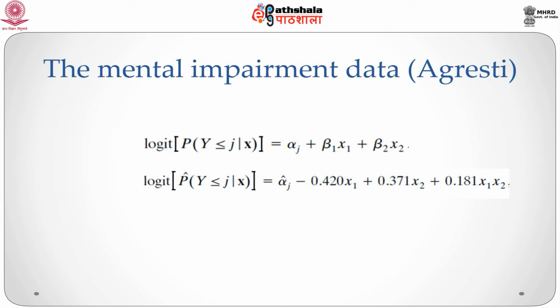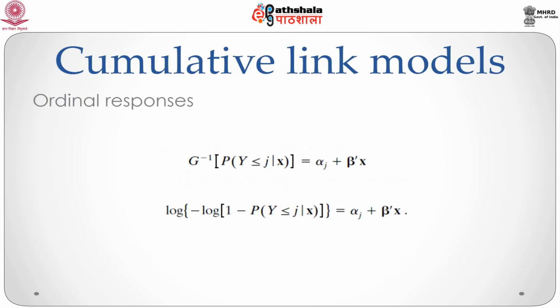He fits a sequence of gradually more complicated models to the data, beginning with the simple cumulative logit model, logit of probability y less than or equal to j given x equal to alpha_j plus beta_1 x1 plus beta_2 x2, and adding in interactions such as x1 x2. He gives an account of interpretation of the parameters and also comments on the fit of the model. Alternative cumulative link models can be used.